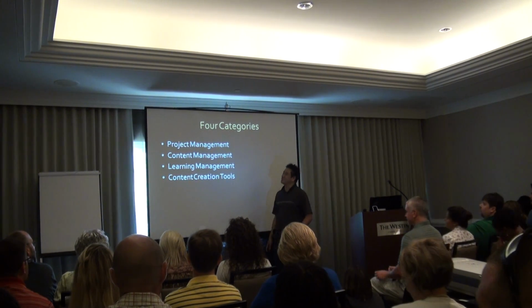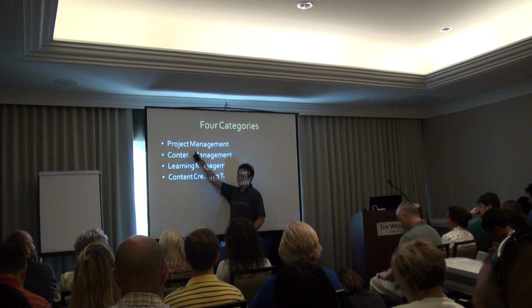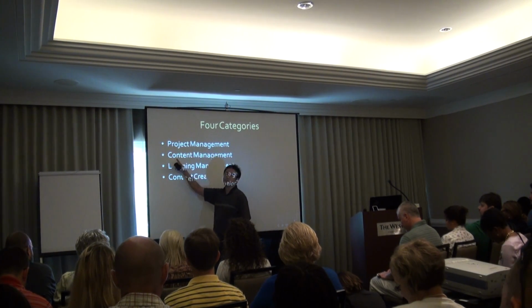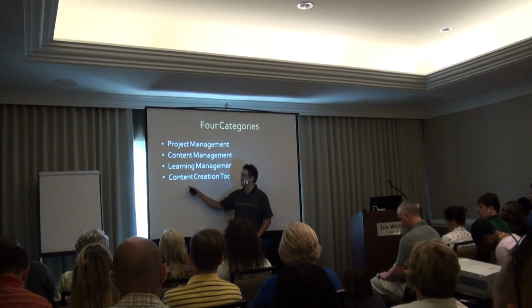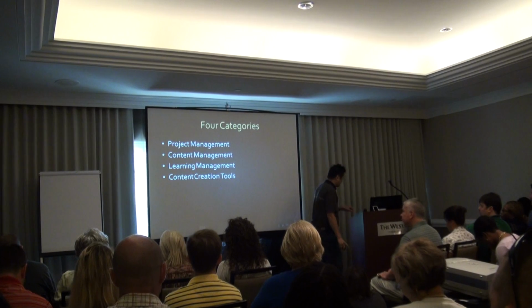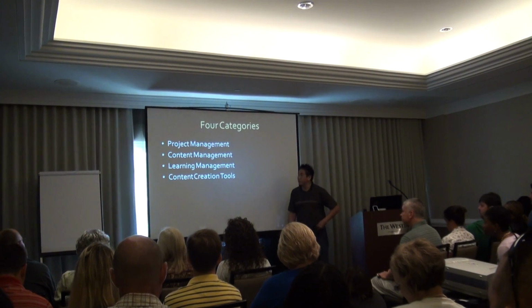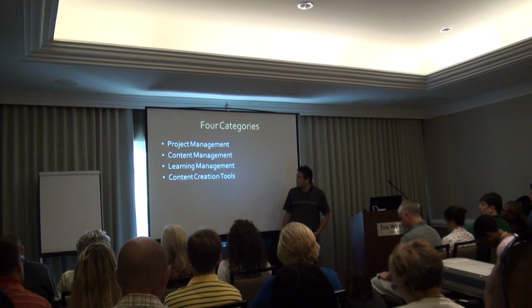So we have 4 categories of how. We have project management tools. There's tools online to help you organize projects. I'm going to show you one of them. Then there's content management tools. Then there's learning management tools. And then there's content creation tools that are out there. Those are 4 categories of tools that you use to be able to create the flipped environment.